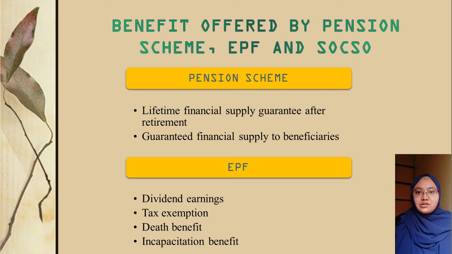I will explain about the benefits for pension scheme, EPF and SOCSO. First, for pension scheme, the benefit is lifetime financial supply guarantee after retirement. The pension scheme group will receive a monthly pension at a certain rate and increase 2% annually.